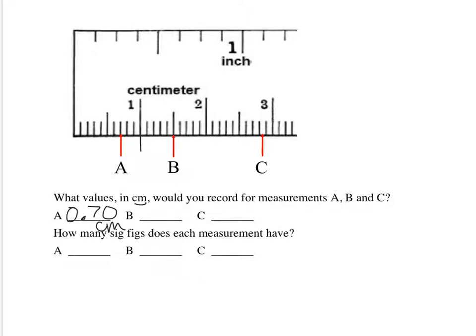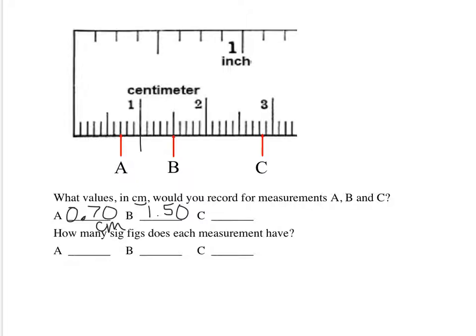I don't really have much room to write that, but I like you getting into the habit of writing those units. Okay, the next one, B. Well, it's greater than 1. I see that it hits that 1.5, but I need to throw in my estimated digit as well. So I'm going to say 1.50 again in that case.